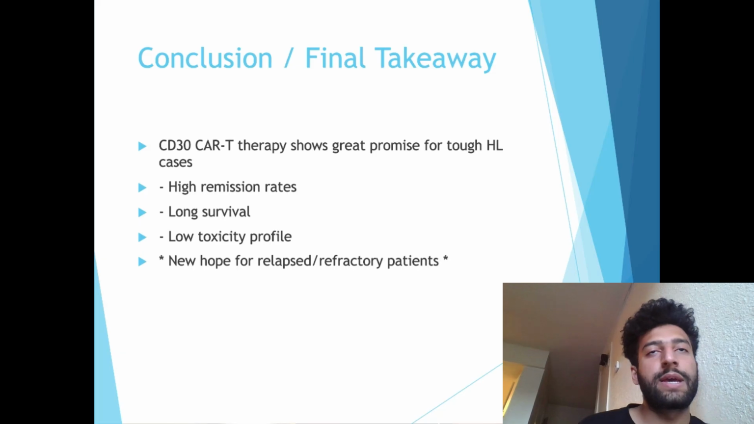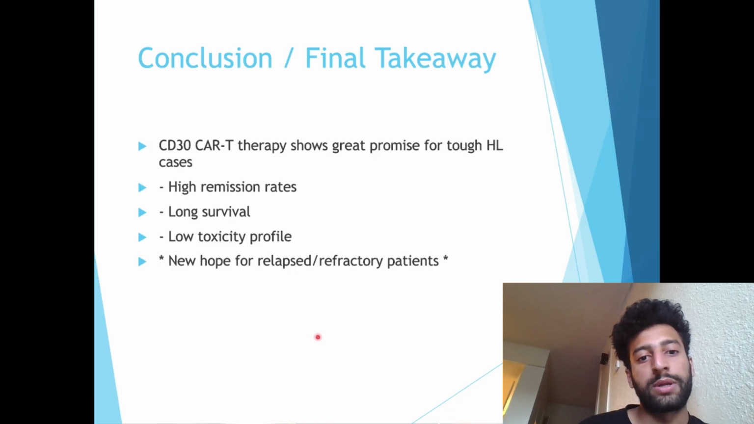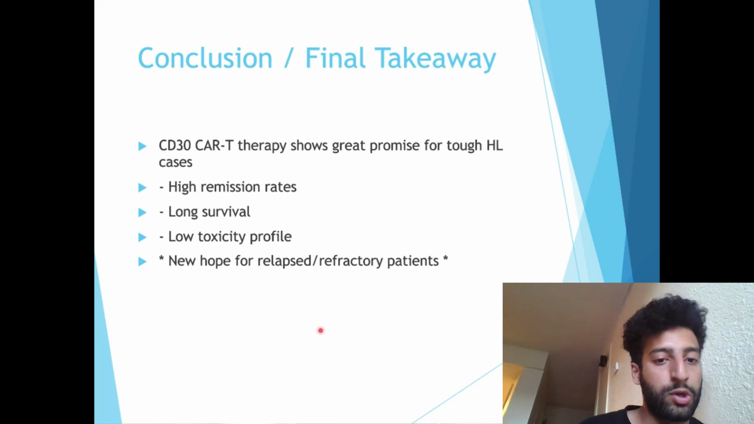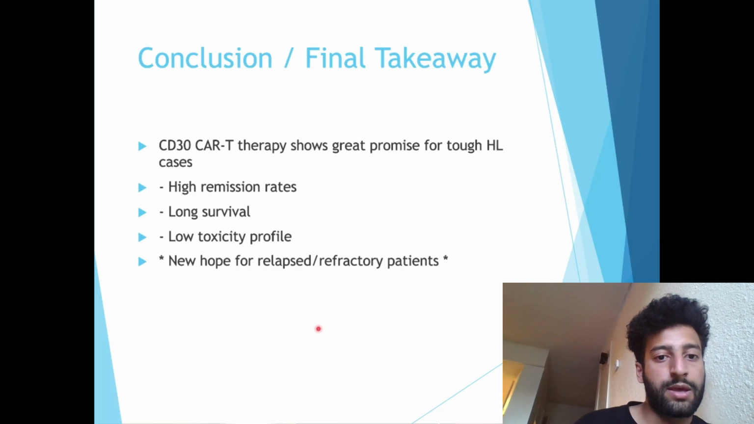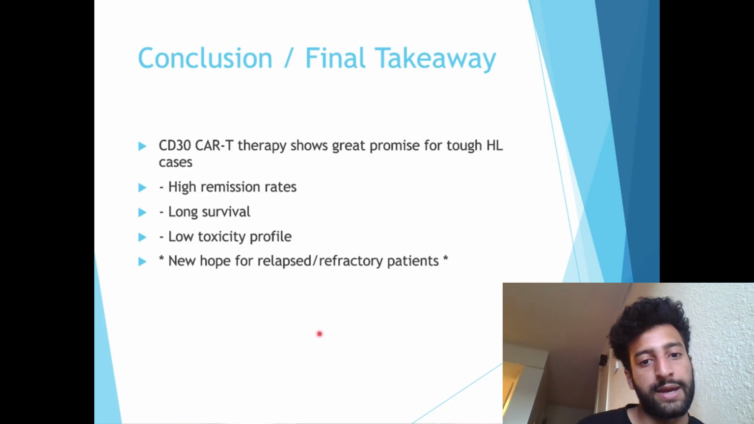Okay, final takeaway: CAR T cell therapy is really promising. It's a really promising start. There have been many studies going on to treat cancer. Recently, I came across a post on LinkedIn in which a brain tumor was radically reduced in just days, and the therapy used to treat the brain tumor was CAR T therapy.